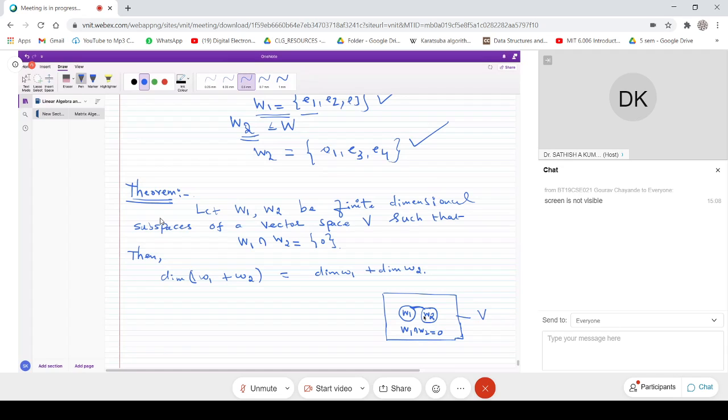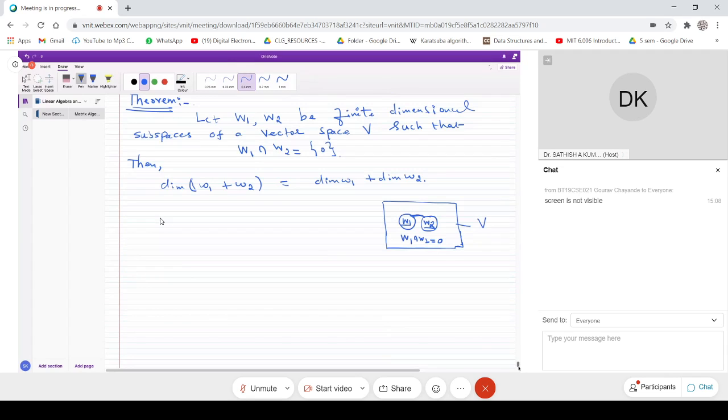So maybe the intersection is non-empty, which would mean something different. But here W1 intersection W2 is zero. That means one vector is there. Zero is a vector. Then the dimension of these two will be the same as the dimension of W1 plus W2. If you add these two subspaces, then that would be the dimension of that. So we can choose something like that, right?